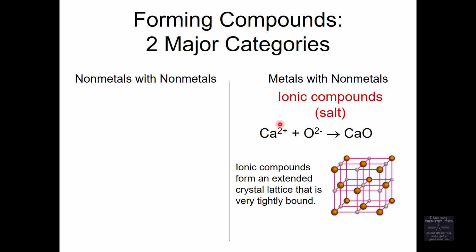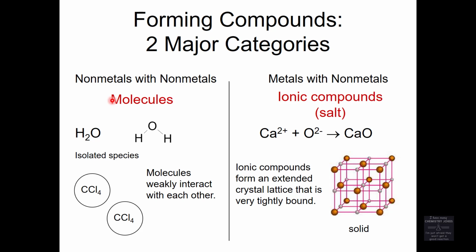Calcium is a metal. Oxygen is a nonmetal. When those guys become bonded, they form an ionic compound. Ionic compounds are often solids, but not always. Molecules, though, can be combined in tons of different combinations. Water is a molecule. Carbon tetrachloride, I just named it, is also a molecule. These are often, but not always, liquids. It's because of how they interact with each other. Let me explain a little bit further.